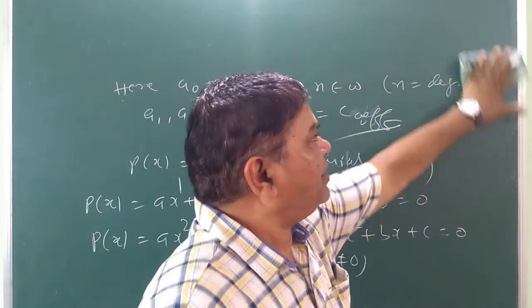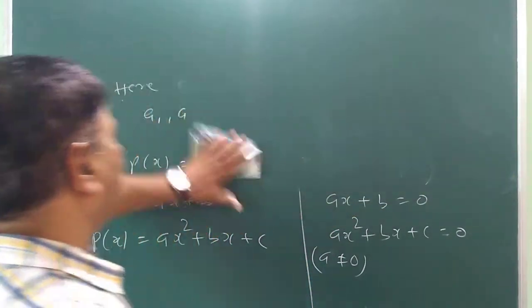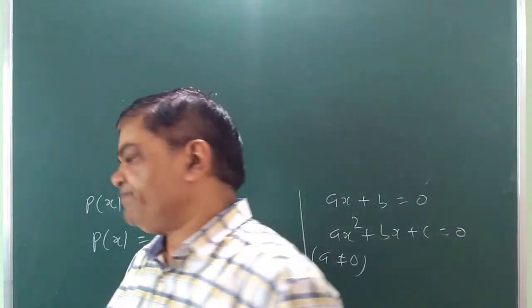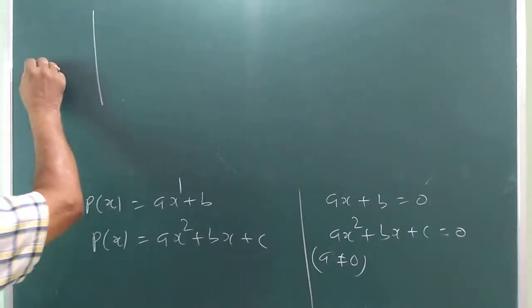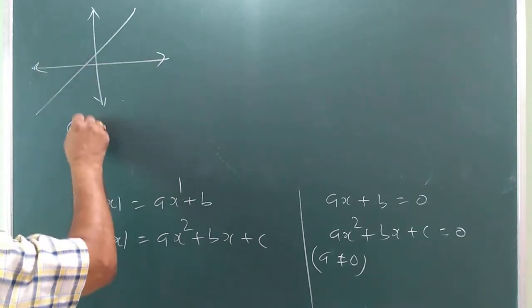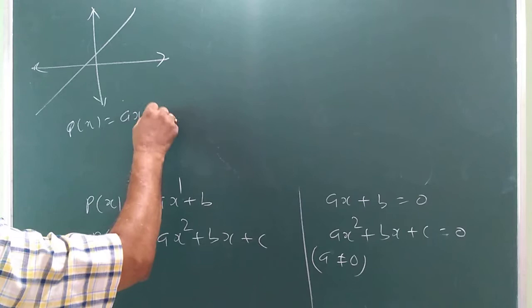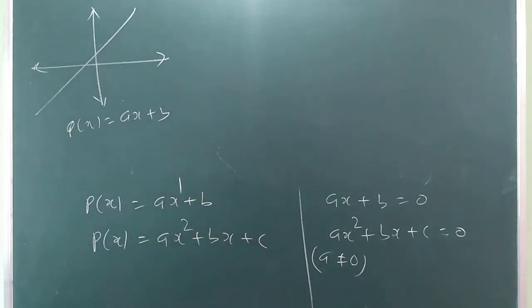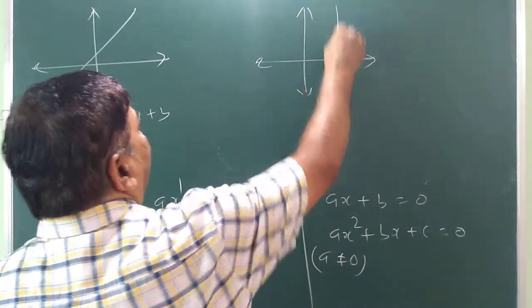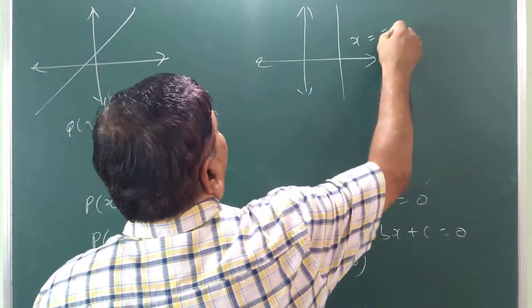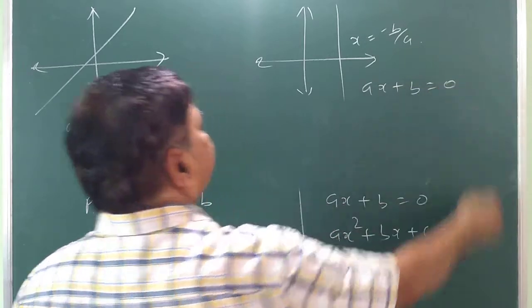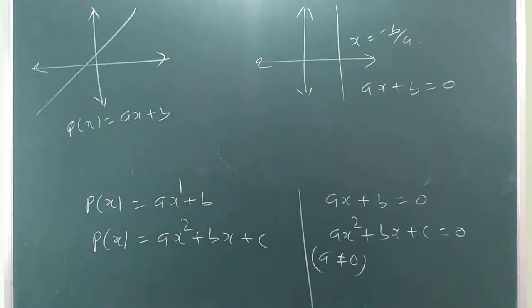Now, how to differentiate the polynomial and the polynomial equation in a graphical way? So the graph of this line is p(x) is equal to ax plus b. This is the graph of the linear polynomial, and this is the graph which is parallel to the y-axis passing through the point minus b by a. This is the graph of the linear equation, that is ax plus b is equal to 0.